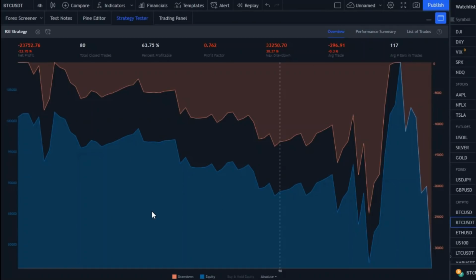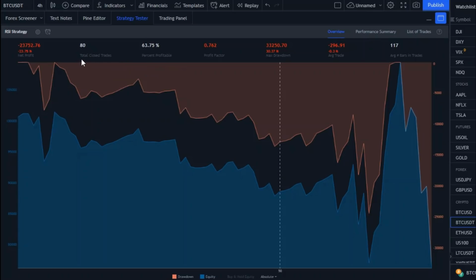As you can see in this strategy, some graphs have appeared, which indicate the equity with a blue color and drawdown with a red color. But to read any strategy, we must start from here, from the percentage profitable. As you can see here, the ratio is about 63%, and this means that this strategy is profitable, and it also means that this strategy has been successful with more deals than it was losing. And this is a good thing so far.